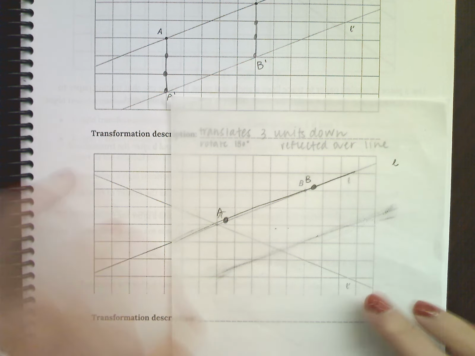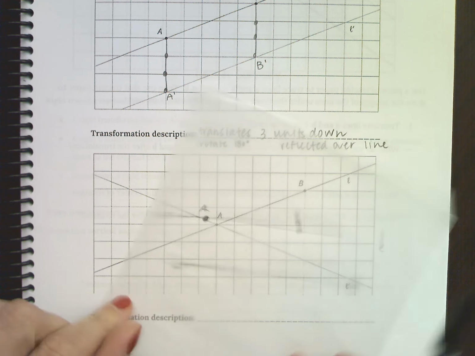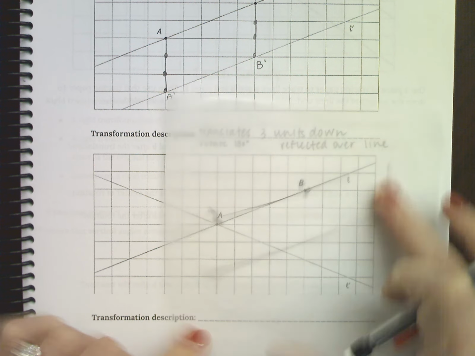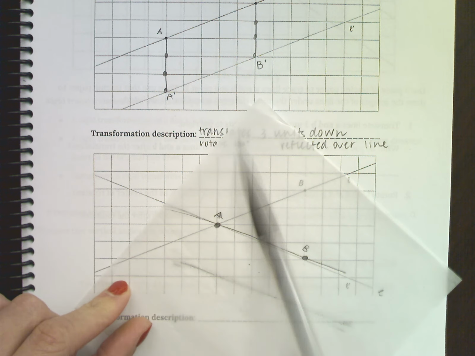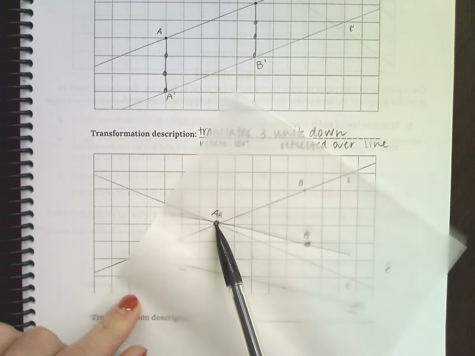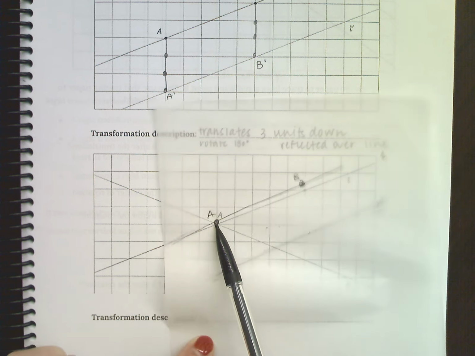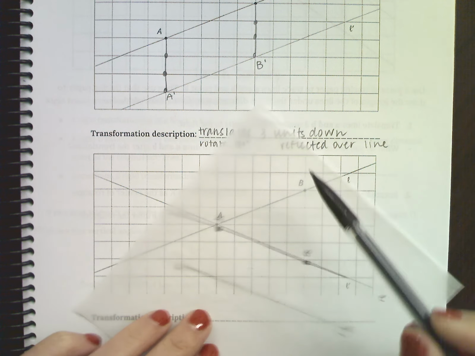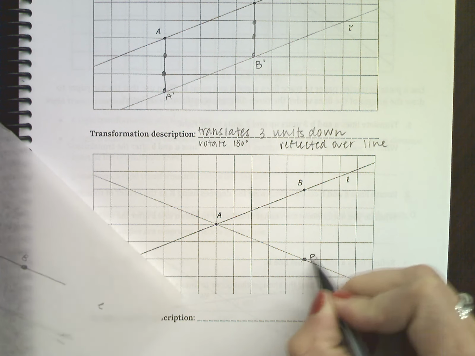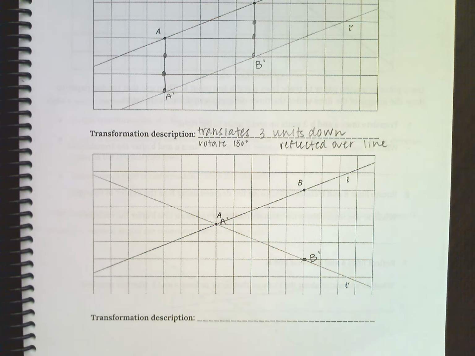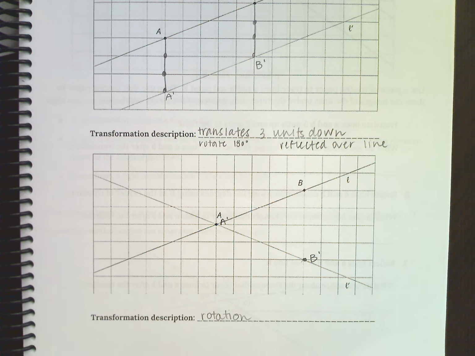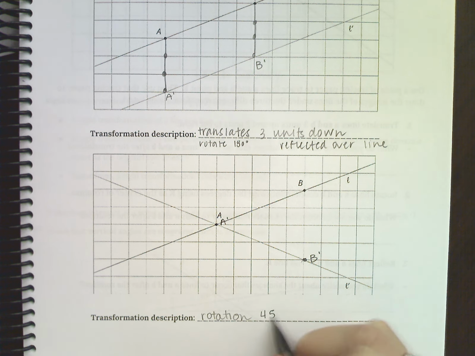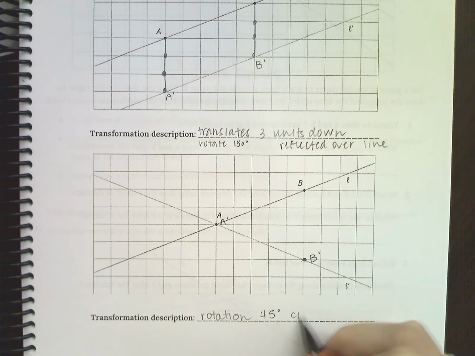You could not reflect these. The only way to get them would be to rotate, just like that. I would actually put my pencil on A and rotate it right there. So A did not move, and B moved just slightly down, if you can see that. So B went to B prime right here, and A prime would actually be in the same spot. So the only way to do that one was a rotation. And for the degrees, it's not perfectly 90 or 180. I'm going to say 45 just for purposes. Rotate 45 degrees clockwise.